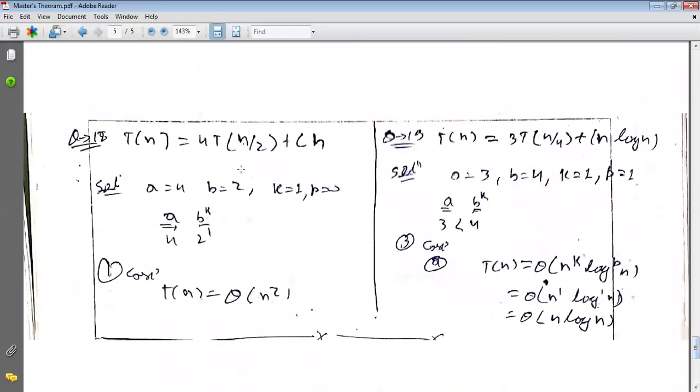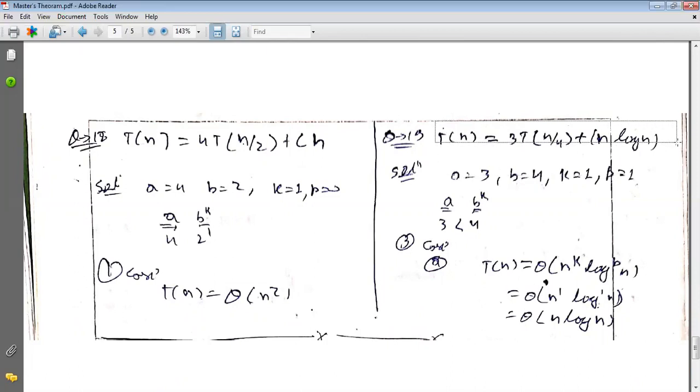T(n) equals 4T(n/2) plus cn. What is a? 4. What is b? 2. What is k? k is 1. And p is nothing over here. So compare the value of a and b to the power k. a is 4, b to the power k, 2 to the power 1, is 2. Therefore, a is greater than b to the power k. Again, case number 1. Therefore, log of 4 base 2 becomes 2 over here, therefore theta of n square.